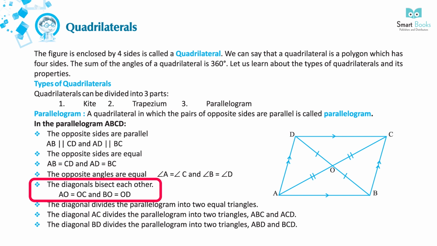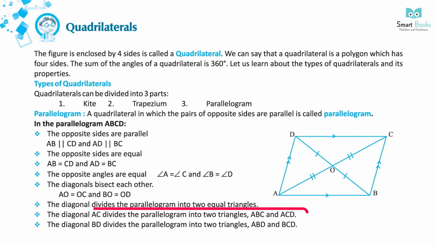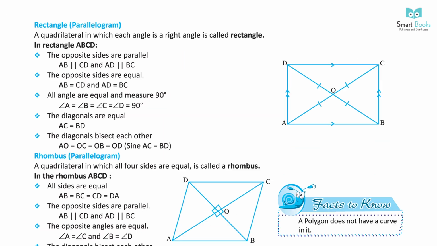The diagonals bisect each other. AO equals OC, BO equals OD. The diagonal divides the parallelogram into two equal triangles. The diagonal AC divides the parallelogram into two triangles, ABC and ACD. The diagonal BD divides the parallelogram into two triangles, ABD and BCD.